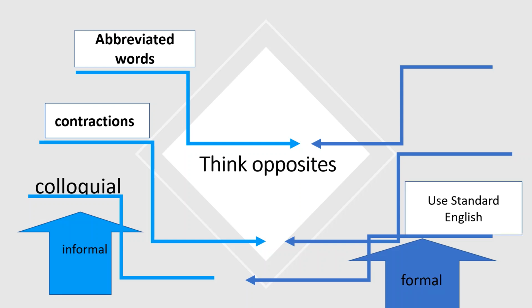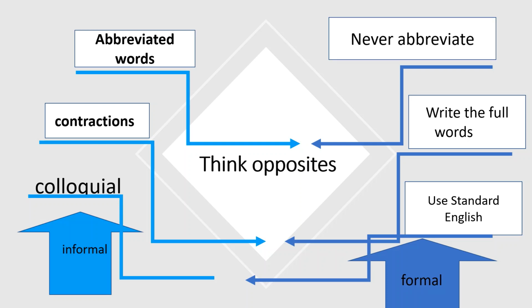But the opposite is true of formal language. So instead of colloquial, you'll be using what we call standard English. Instead of contractions, you need to make sure that you write the full words. And instead of abbreviated words, remember for formal, you never abbreviate. You always write the correct words. So informal, you could write TV, but in a formal email or letter, you must write the whole word television.